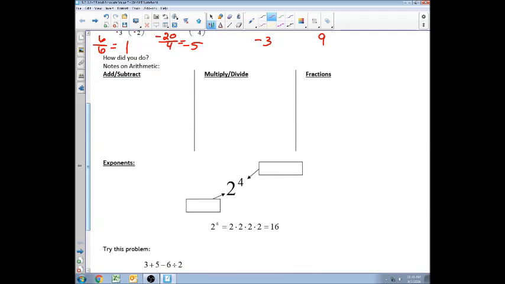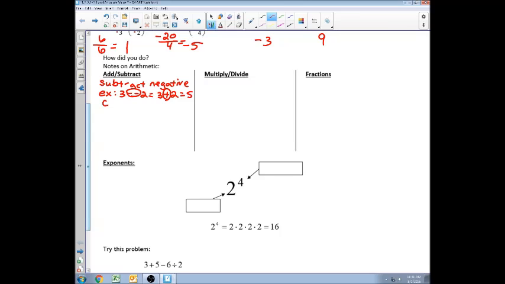Now, how did you do? Hopefully, you got most of those correct. Notes on arithmetic, adding and subtracting. If we subtract a negative, an example would be 3 minus negative 2. What we're really doing is taking 3 plus 2. A negative and a negative can turn into a positive. So then we just add those up at the end. This would get me 5.